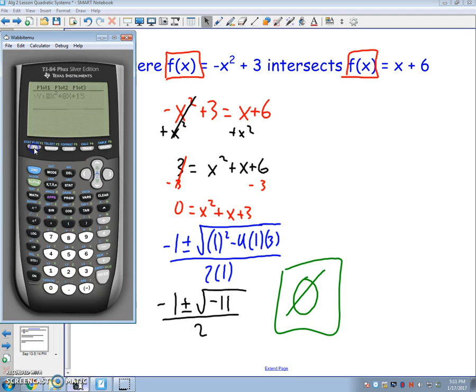And we could check using the calculator. So it was -x squared plus 3 equals x plus 6. If we look at this, there's my u, it's upside down, and there's a line right above it. They don't intersect at all. They'll never cross, so no solution.